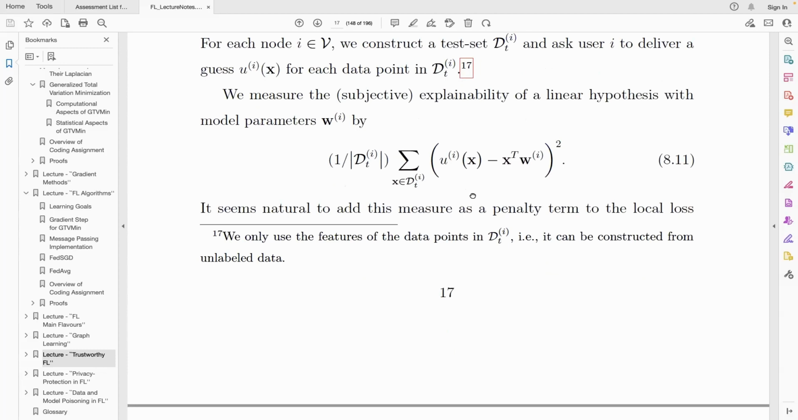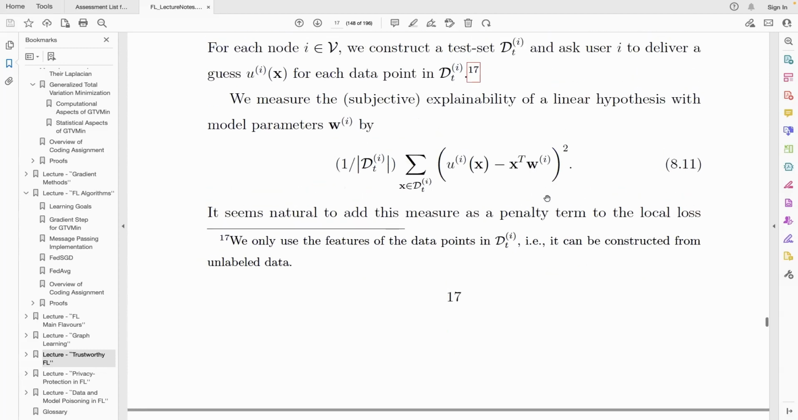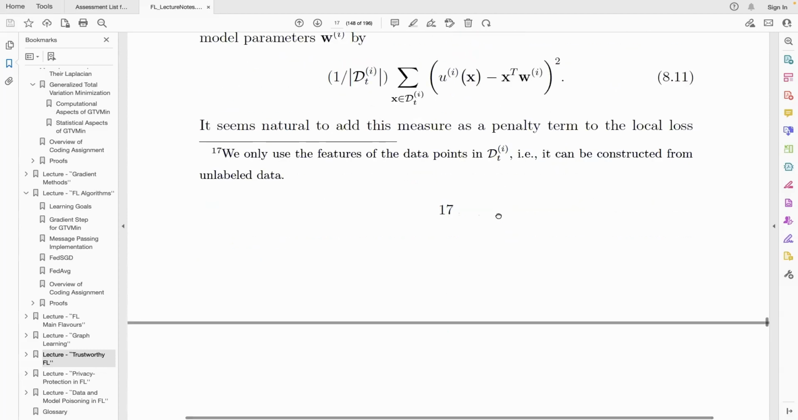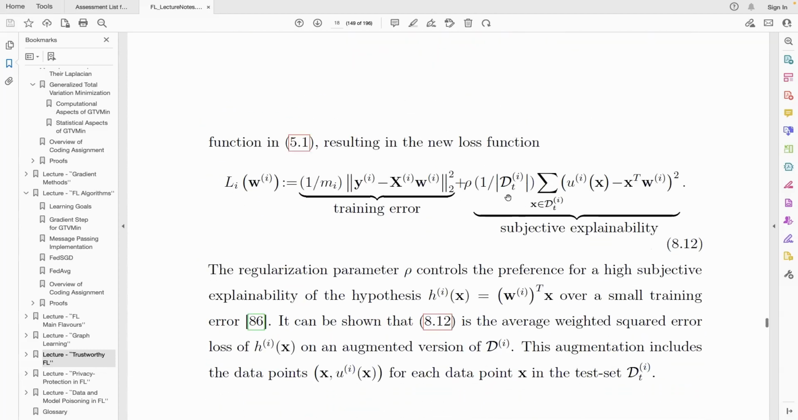Okay, if you believe me that this is a useful measure for explainability, then why not take it as a regularization term? If the explainability is high, so the user can predict well the predictions of the model, then this should be small. So let's use this as a penalty term. We add this explainability term as a penalty term to the local training error. Yes?